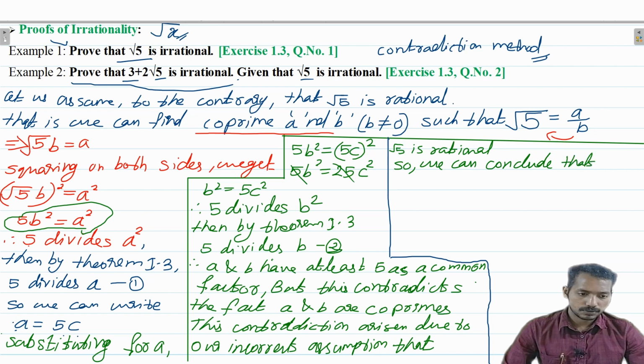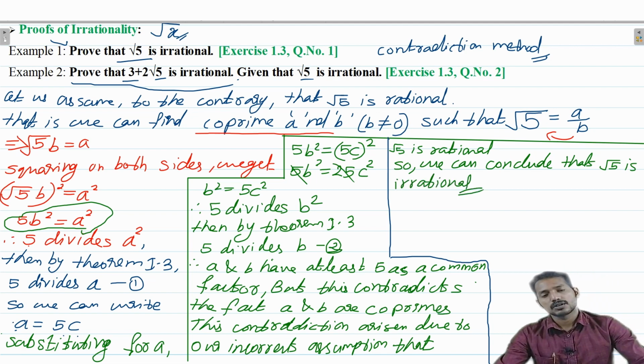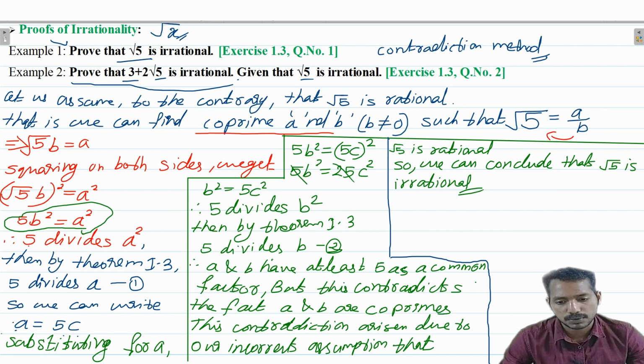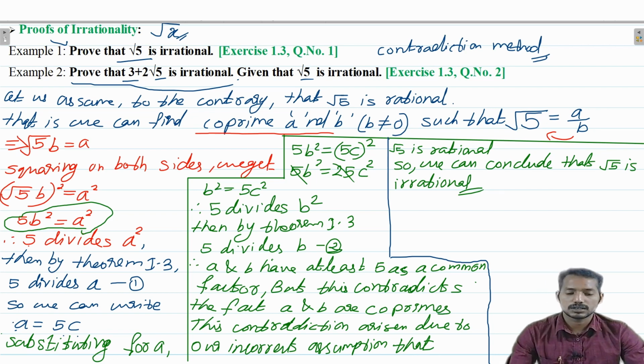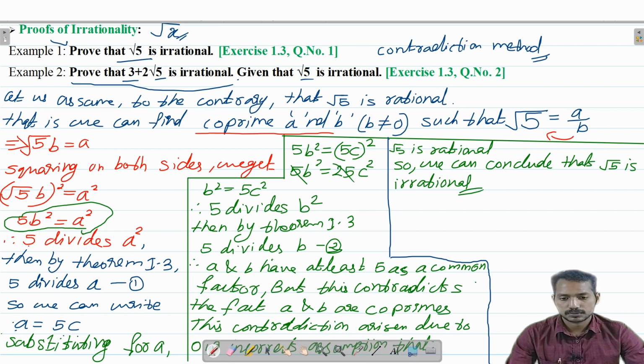that root 5 is irrational. Clear? So this is the way we can solve. Now let's go to the second type of question. Prove that 3 plus 2 root 5 is irrational, given that root 5 is irrational. So this is also approached the same way, assuming the contrary. Okay? So let's take that question.